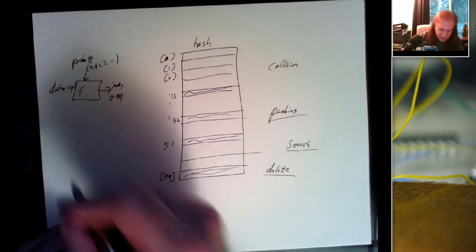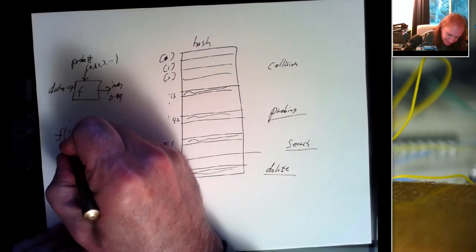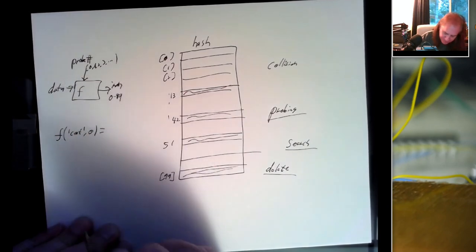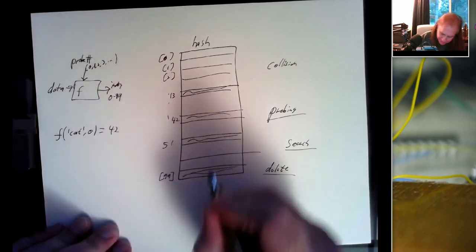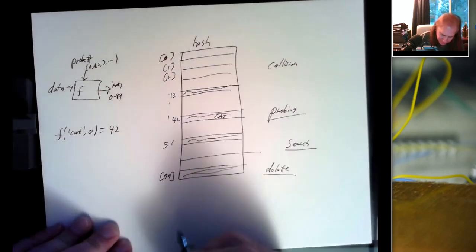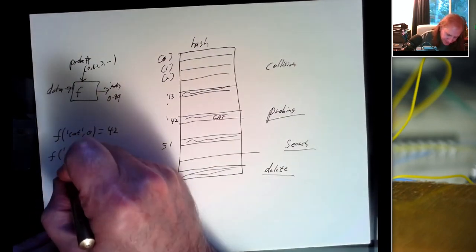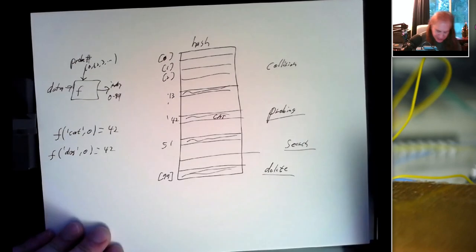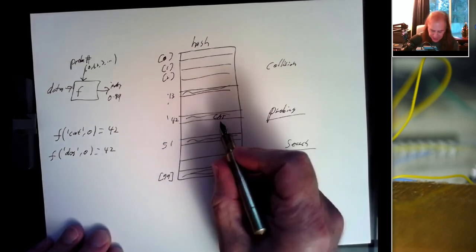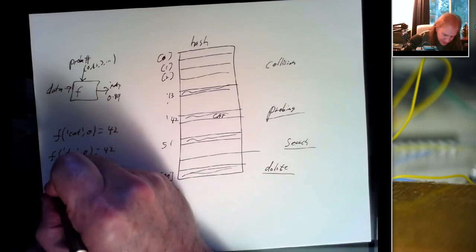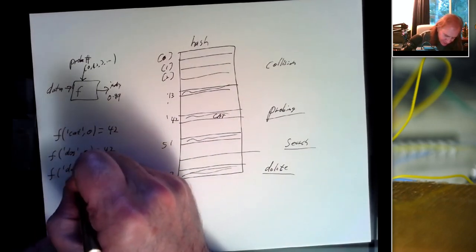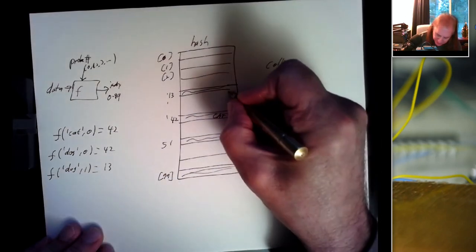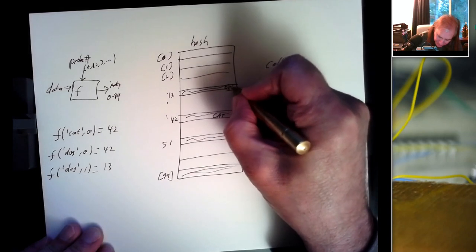So imagine this. Let's say I want to store the word cat with a probe value of 0, and let's say that's 42. So I store a cat here. And let's say I want to hash a dog, and that comes down to location 42. Well, I can't store a dog here because 42 is in use, so I'm going to rehash. And let's say that gives me 13, and 13 is available, so I'll store my dog right here.